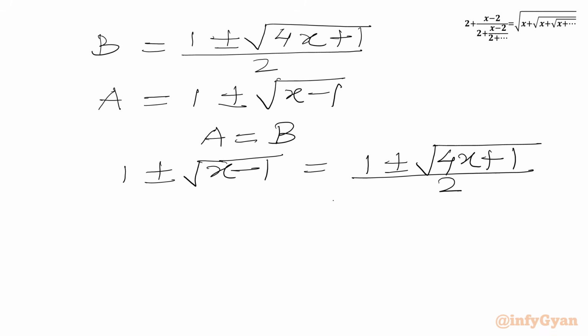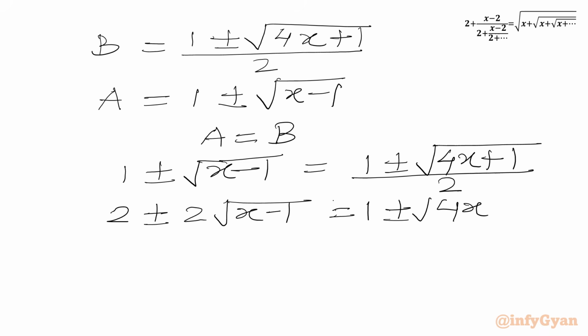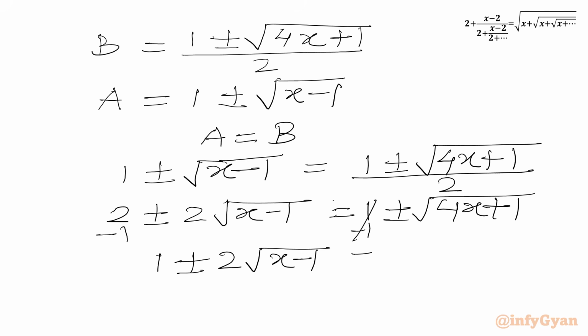Now we will multiply both sides by 2 to eliminate RHS denominator. We will get 2 plus minus 2 times square root x minus 1 equal to 1 plus minus square root 4x plus 1. Now we have to subtract 1 from both the sides. So plus minus 1 will be cancelled out. In LHS we will get 1 plus minus 2 times square root x minus 1 equal to plus minus square root of 4x plus 1.